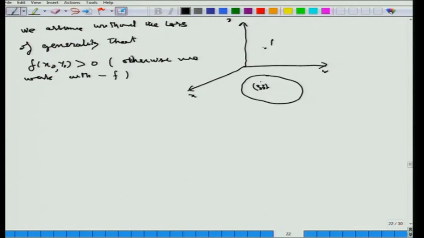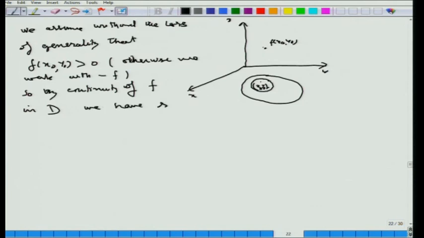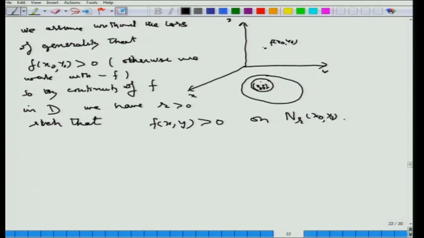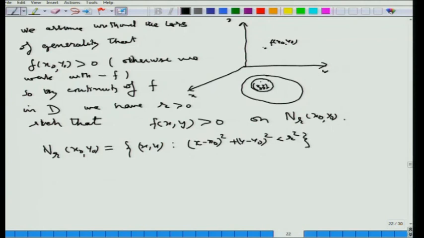So here this is f(x0, y0), and by continuity there is a neighborhood around this. By continuity of f in D, we have r greater than 0 such that f(x,y) is positive on N_r(x0, y0), which is the set of all (x,y) such that (x minus x0) square plus (y minus y0) square is less than r square. So it is an open disk of radius small r like this.